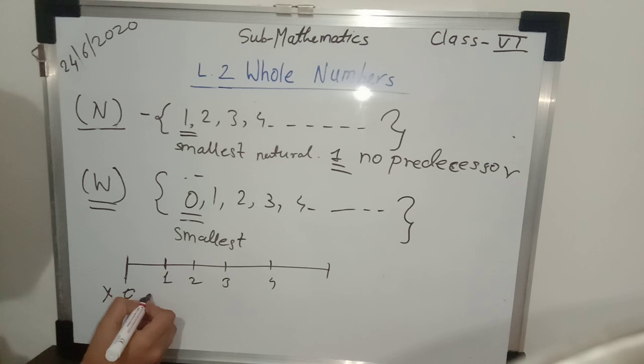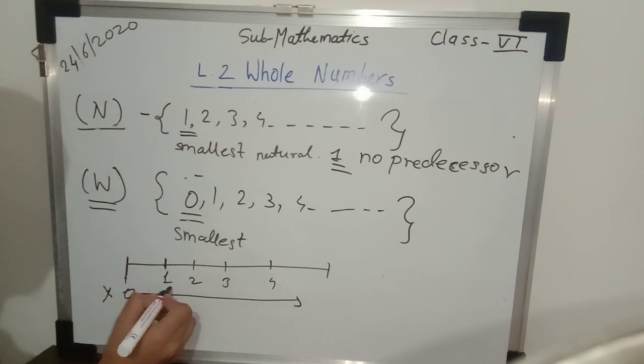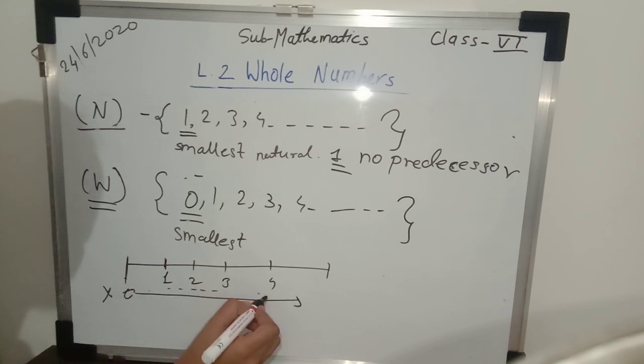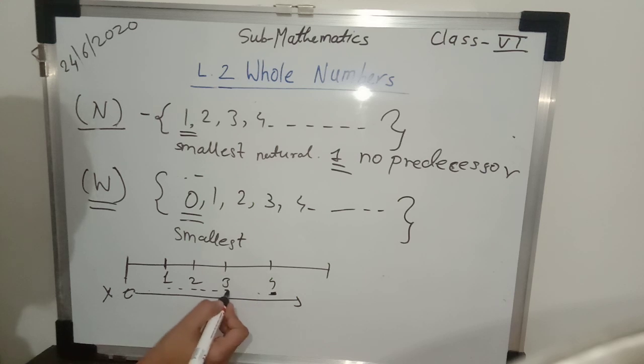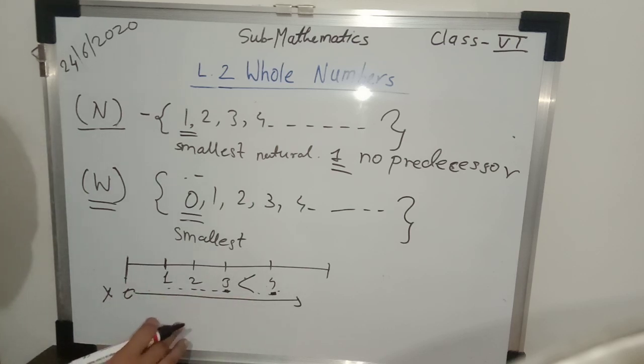When we are moving from 0 to the right side, the value of each number increases. And the number to the left of any number is smaller than that number. For example, 3 is on the left side of 4, so 3 is smaller than 4. So always remember this.